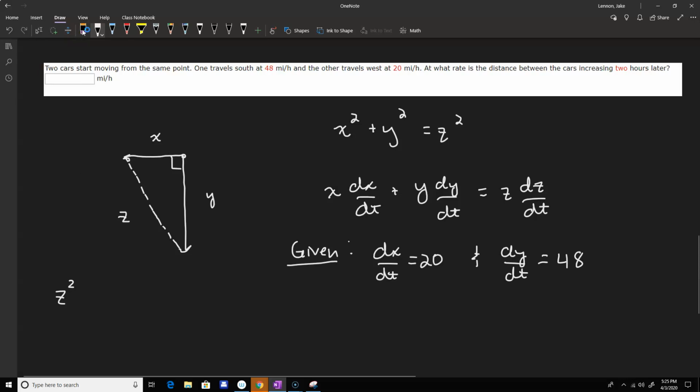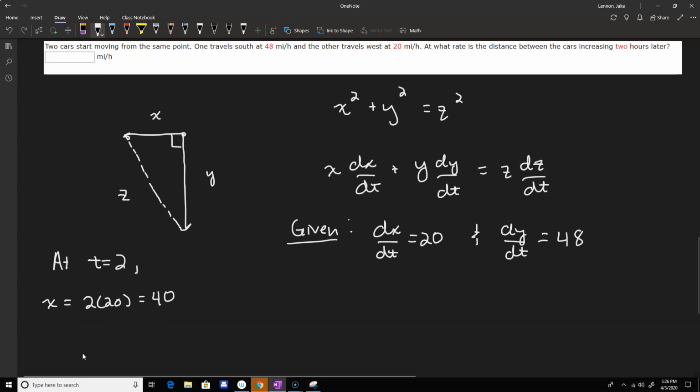Okay, so actually what's going on here is they're asking what is the rate of change 2 hours later. So 2 hours later, at t equals 2, is the one reason this problem is maybe a little bit different. x would equal twice its speed since they start moving from the same point. So x would be 2 times 20, 2 times its rate of change, which is 40. Right? If you're traveling 20 miles per hour for 2 hours, your displacement would be 40 miles. And y would be 2 times 48, which would come out to 96 miles.